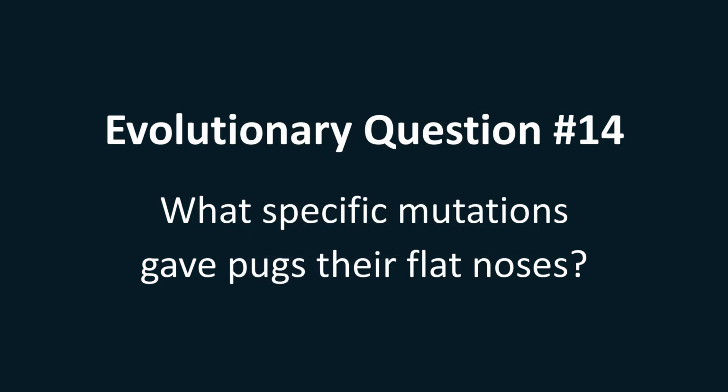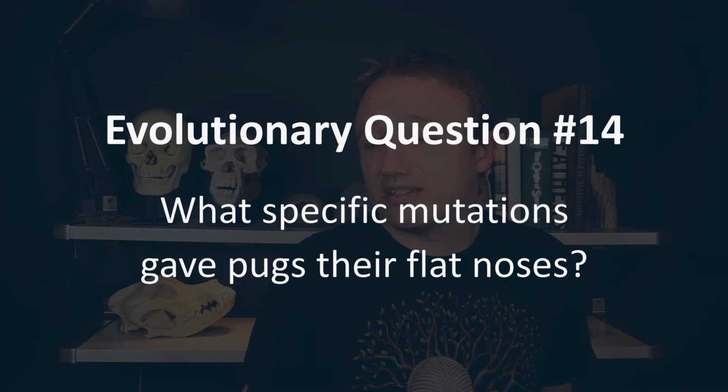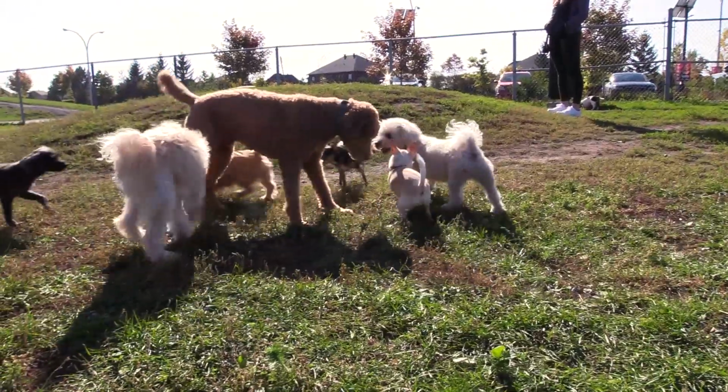Evolutionary question number 14. What specific mutations give pugs their flat noses? The development of plants and animals from embryo to full adult is an extremely, extremely complicated process, and scientists are trying to figure out how it is that different genes and different mutations in those genes give rise to phenotype, so the actual shape of an adult.